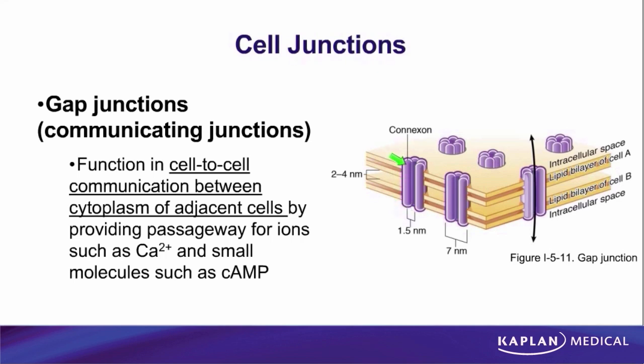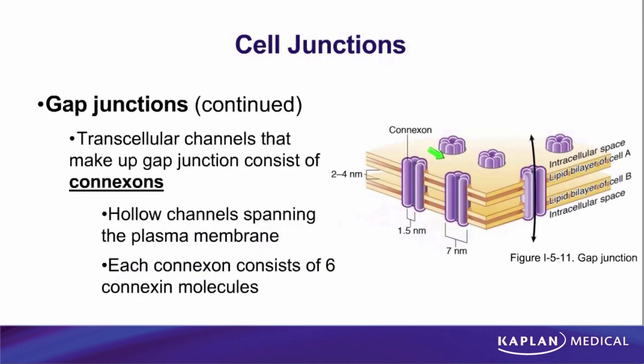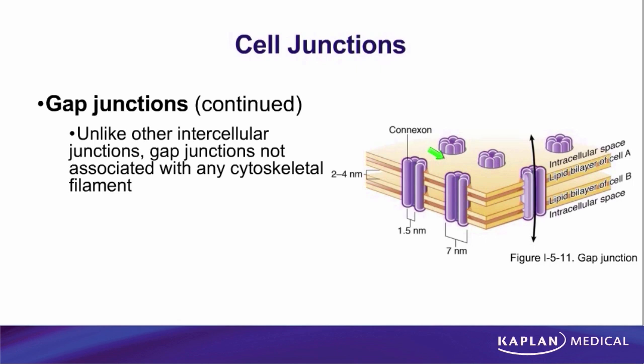The proteins that make up the wall of that tunnel are called connexons. It's within these gap junctions that we can have the passage of ions from one cell to the other, for example calcium ions or other small molecules like cyclic AMP. That is what allows for communication between this cell and that cell. And unlike other complexes where we had cytoskeletal elements associated with them, either microfilaments or intermediate filaments, gap junctions do not have any cytoskeletal elements associated with them.